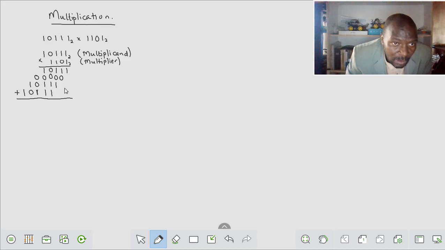Now this is a 1. Before I go there, these here are called partial products. I'll be referring to partial products, and I don't want people to be confused about what we are referring to. So these are our partial products.